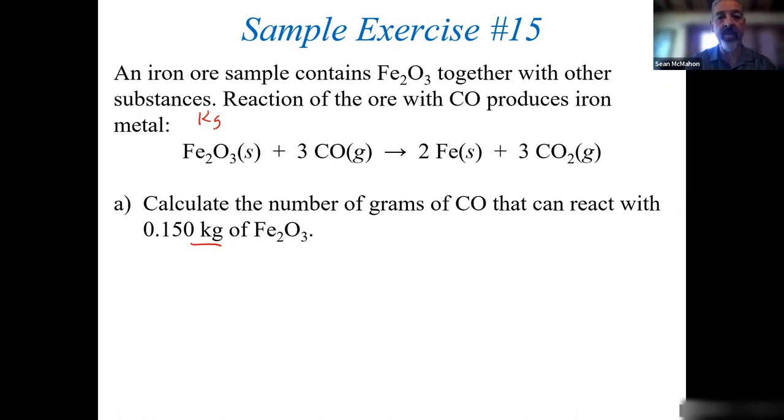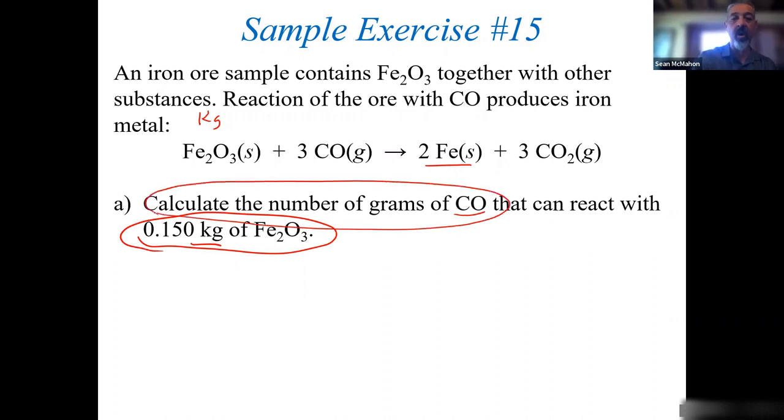An iron(III) oxide ore sample contains iron(III) oxide together with other substances. The reaction of the ore with carbon monoxide produces iron, the metal. Calculate the number of grams of carbon monoxide that can react with this many kilograms of Fe2O3. So this is stoich. They give you a reaction, right? And then they tell you this quantity is going to help me determine an unknown quantity. So you're given a quantity and you have to determine an unknown quantity. So what do you have to convert the given quantity to?